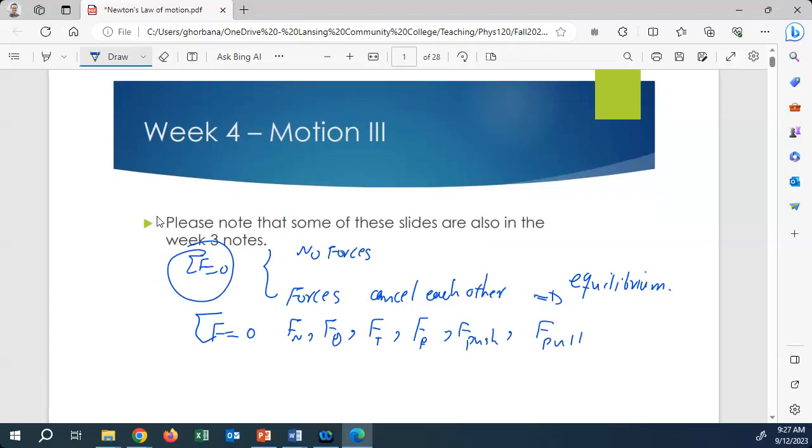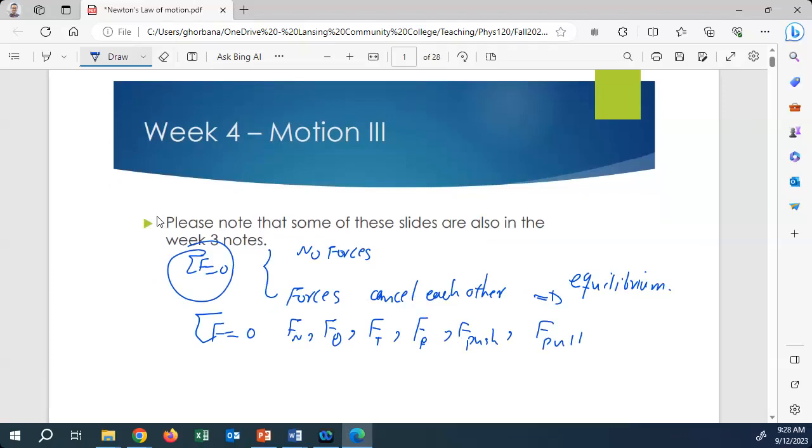So we identify all these forces, and then sometimes these forces cancel each other, okay? Or there are no forces exerting on the object, which is impossible. Definitely the force of gravity is exerting on all objects. Good? So this is going to be Newton's first law.